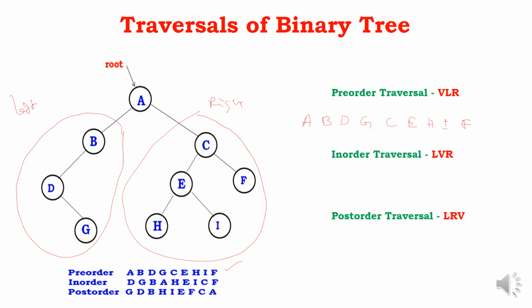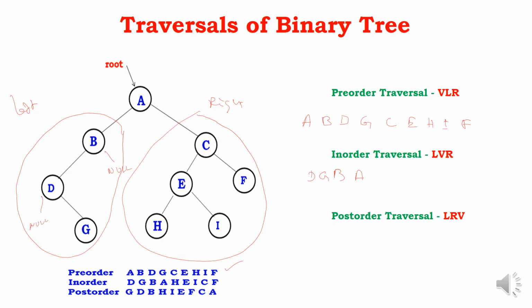So this left subtree has to be performed in order. Again in order, left subtree of B. Left of B is null. So DG, then B. There are no nodes in the right subtree of B. So B, then A, then right of A.